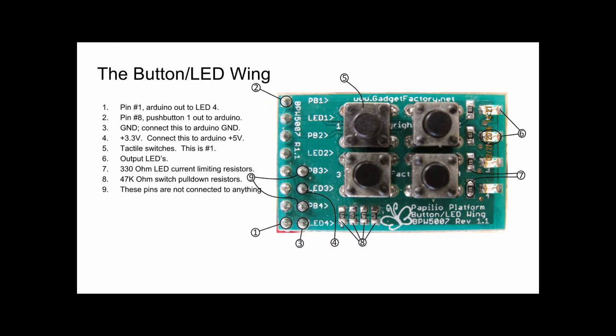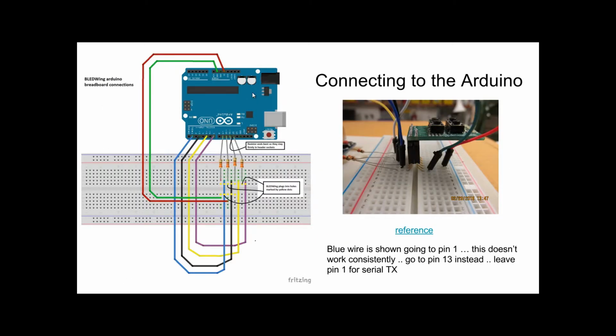So what we see right here are these pull-down resistors that make sure that when these switches are up, the Arduino knows they're up. And then over here, these resistors are protecting the 4 LEDs. So here we see the Fritzing schematic.